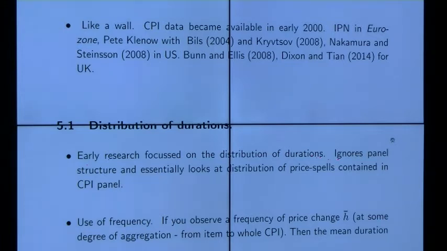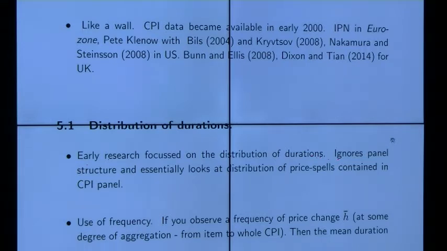Now, if you're just interested in the distribution of durations, you can use the frequency. What do I mean by the frequency? Well, you can look at each month and ask the question: what proportion of firms change price per month? And that's what I call H bar.